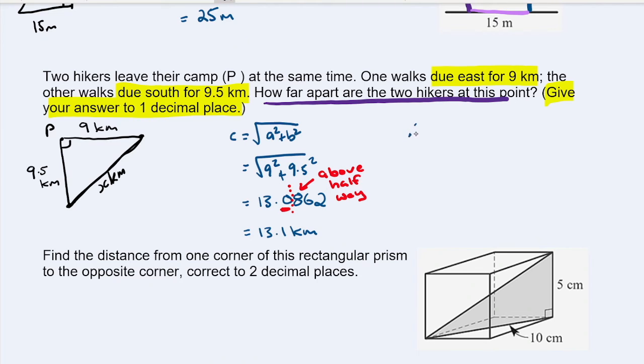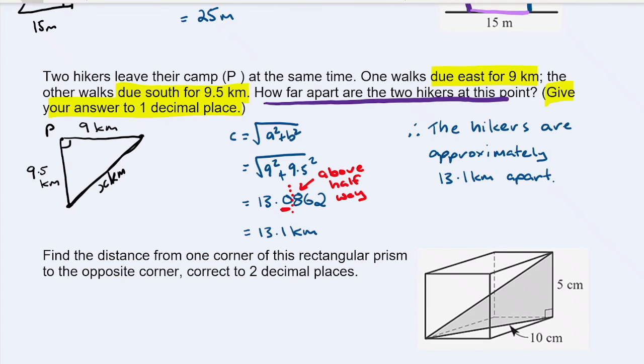Yeah, and then our answer, or our word sentence, is the hikers, because that's what we wanted to know about. And they are approximately, it's not an exact answer, approximately 13.1 kilometers apart. So that's that problem. Nice and easy there, again, because it is the hypotenuse.